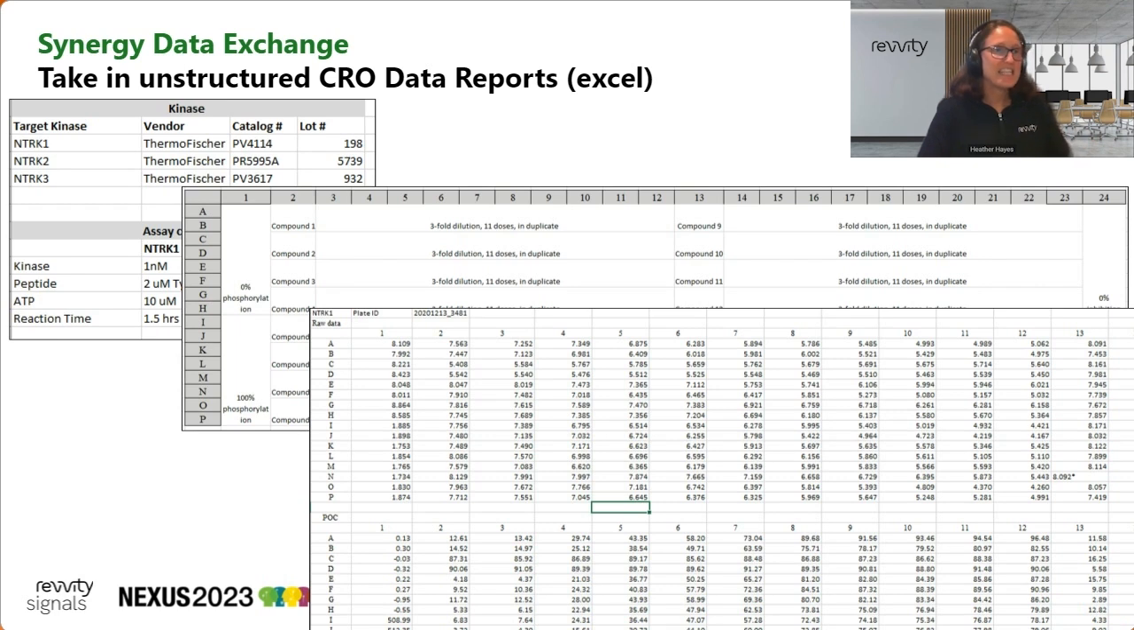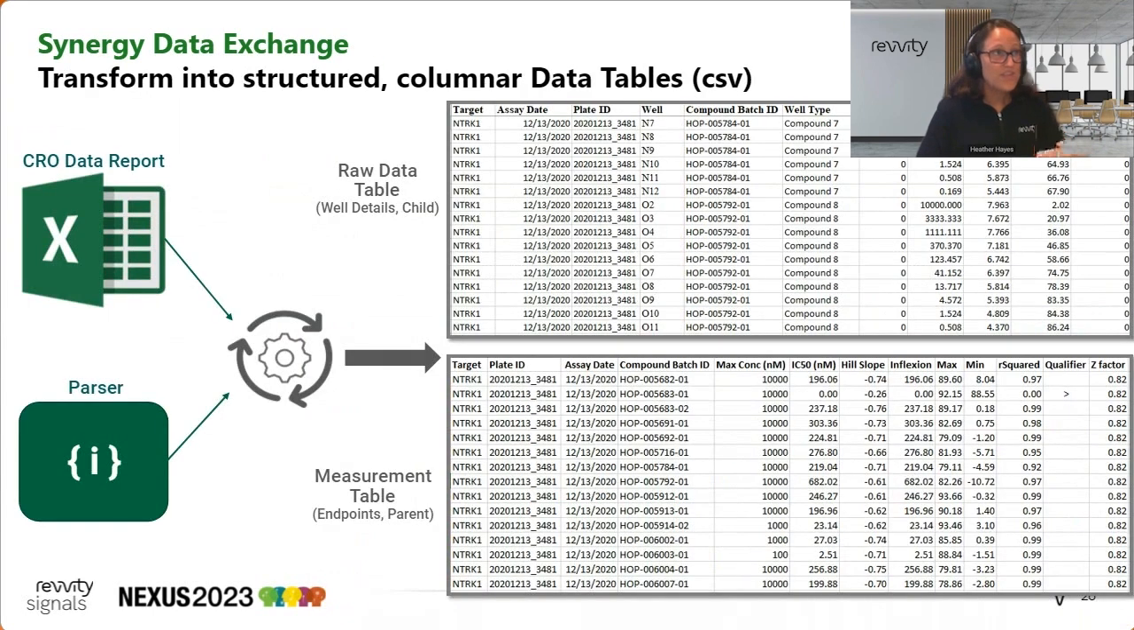So how do we get this data out? We can see what the CRO did, but how do we get this data out? We want to capture both the raw data and the analyzed data, your key endpoints out of this. And this is really a challenge, and a lot of resources are spent on this. So what the Synergy Data Exchange, which is part of the Synergy offering, does is it handles this problem for you. You really need the structured columnar data here on the right that is computer consumable.